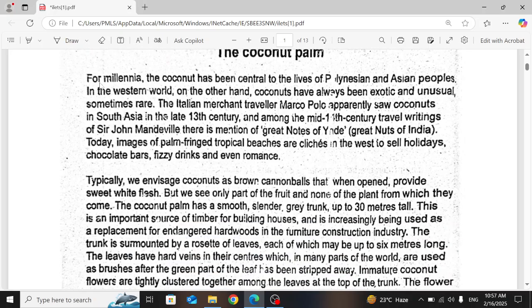Coconut palm. For millennia, the coconut has been central to the lives of Polynesian and Asian people. In the Western world, on the other hand, coconuts have always been exotic and unusual, sometimes rare. The Italian merchant traveler Marco Polo apparently saw coconuts in South Asia in the late 13th century, and among the mid 14th century travel writings of Sir John Mandeville, there is mention of great nuts of Ynde, great nuts of India. Today, images of palm fringed tropical beaches are clichés in the West to sell holidays, chocolate bars, fizzy drinks, and even romance. So we don't get any answer in the first paragraph to any of our questions.